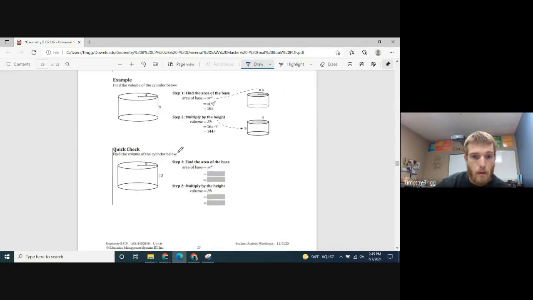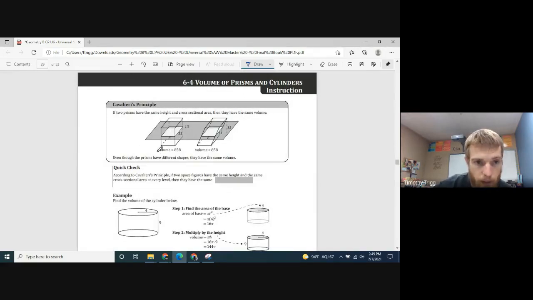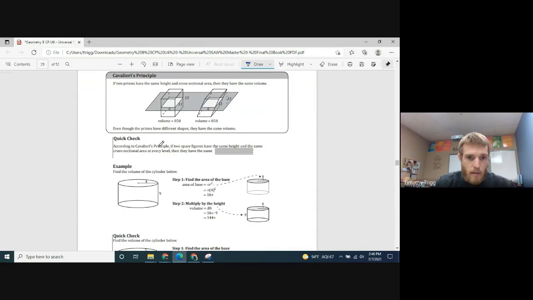We're going to briefly go over Cavalieri's principle. Basically, Cavalieri's principle says that if two prisms have the same height and cross-sectional area, then they have the same volume. If you did the cross-section of two shapes and they had the same cross-sectional area all the way up the shape and the same height, then they would necessarily have the same volume. According to Cavalieri's principle, if two three-dimensional figures have the same height and the same cross-sectional area at every level, then they have to have the same volume.